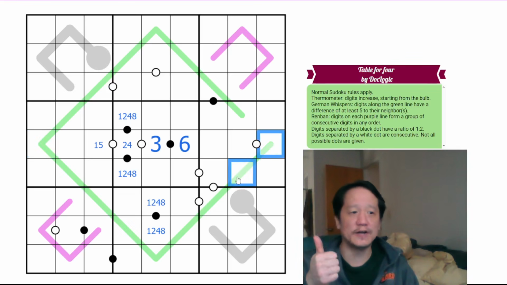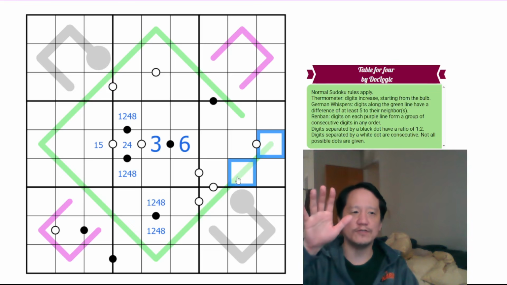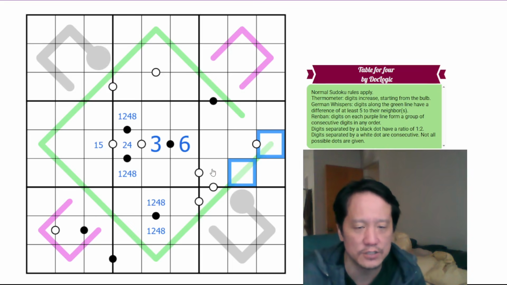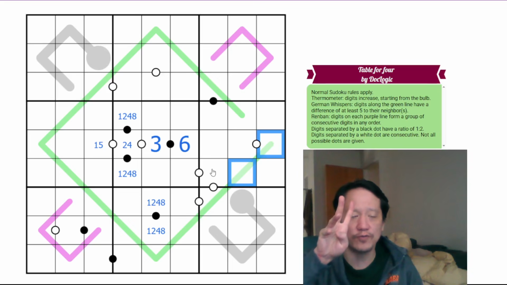because on a Whisper 5 line, you can only have 1 through 4 or 6 through 9 available, because 5 can't be there. If you subtract 5 or more from 5, you get 0 or less. If you add 5 or more to 5, you get 10 or more, none of which are normal Sudoku digits. And what digits can be next to a low digit, which is 1 through 4?